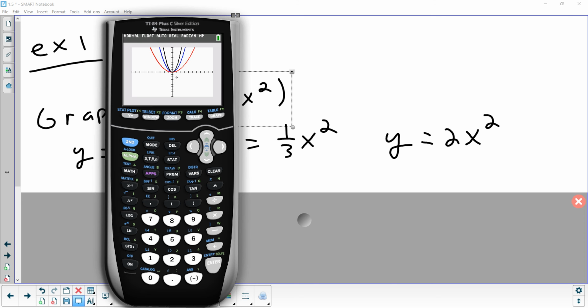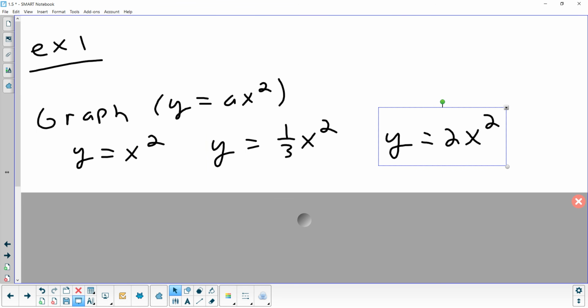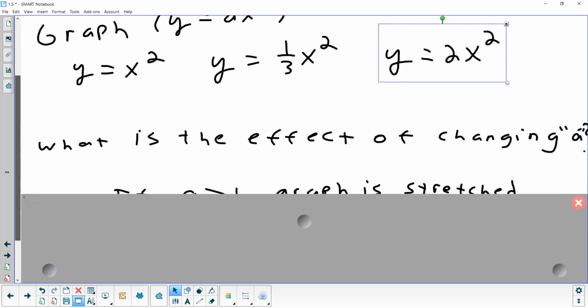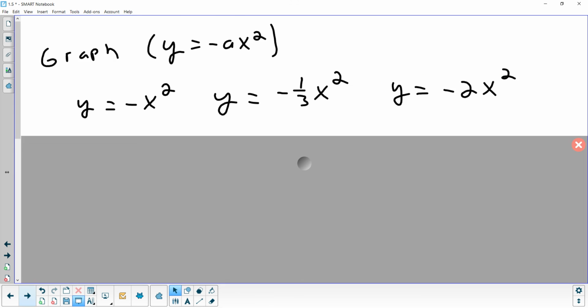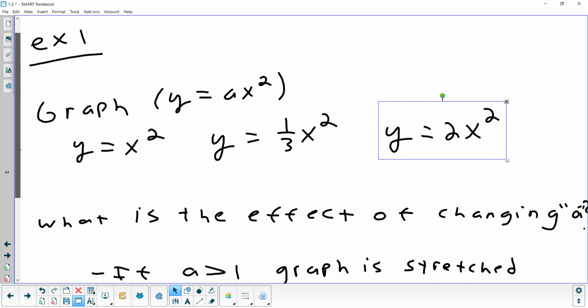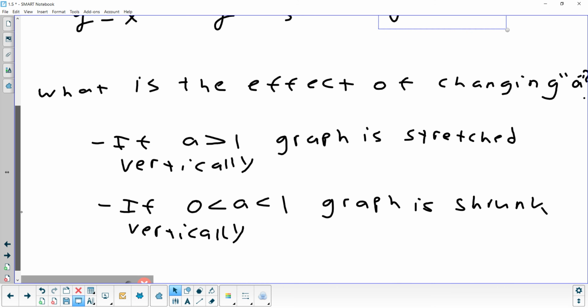All right? So what we really did here was called a vertical stretch or vertical compression. It depends on what kind of number you put in front of x squared. So the effect of changing a causes a stretch or a shrink, compression. You can say either way. And the key is if you put a number in greater than 1, it's going to cause your graph to stretch vertically. It's going to cause it to get skinnier because it's getting taller.